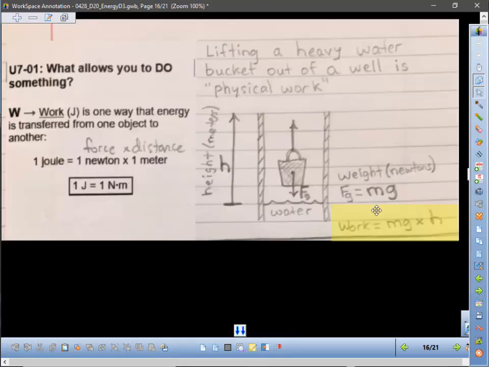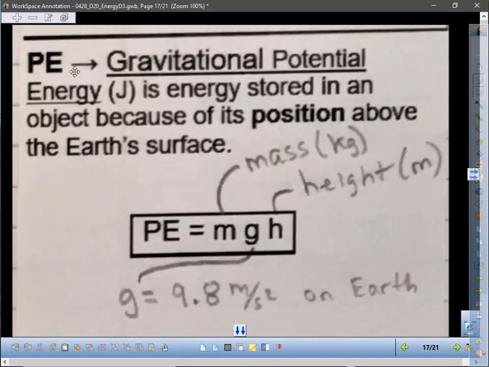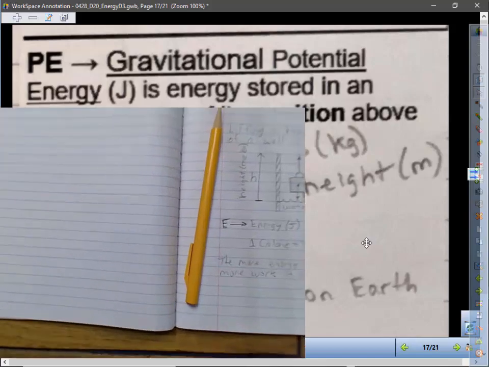So let's get this in our notes. We had this before. Here was work, mg times h, and the bucket, and ability to do work. Gravitational potential energy, in joules, is the energy stored in an object because of its position above the Earth's surface. And then potential energy, PE, is equal to mgh. m is the mass in kilograms. g is little g of the Earth, 9.8 meters per second squared. You can get that from your yellow formula sheet. And h is the height above the Earth that you lift something up. So let's go ahead and get that in our notes.